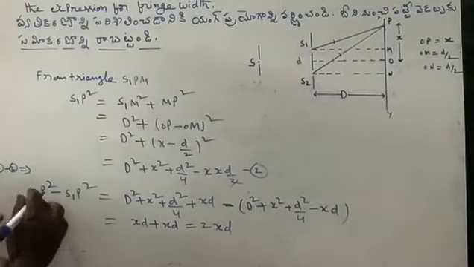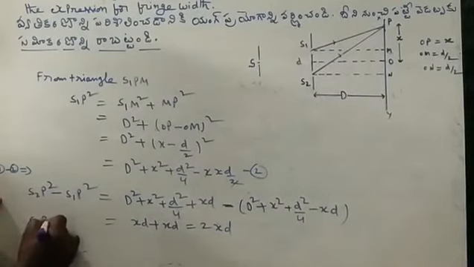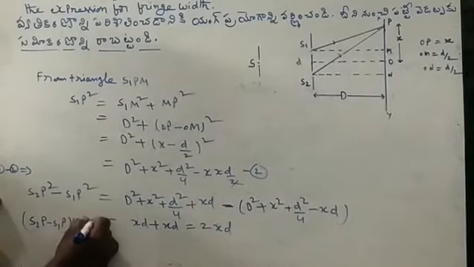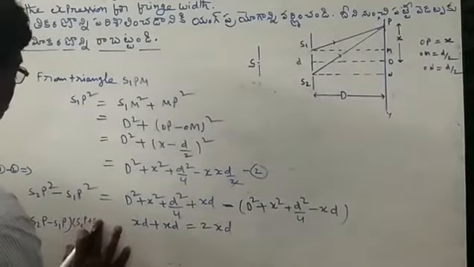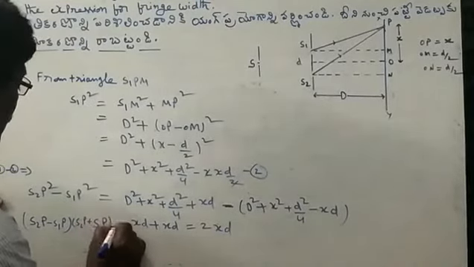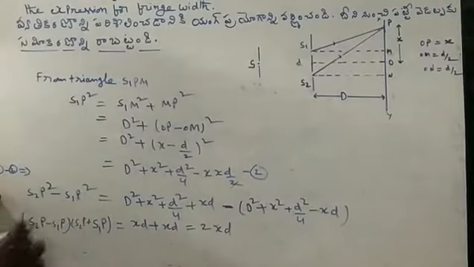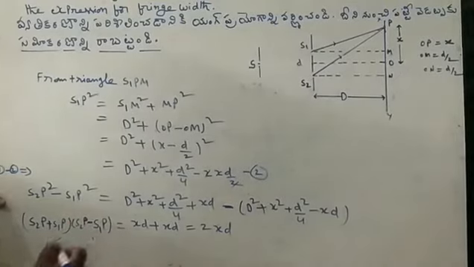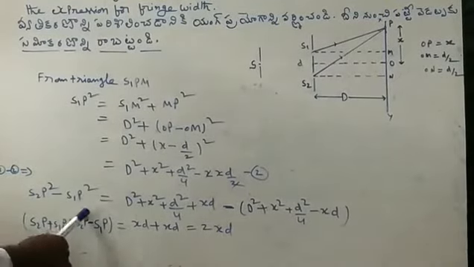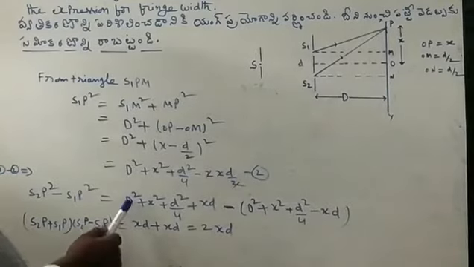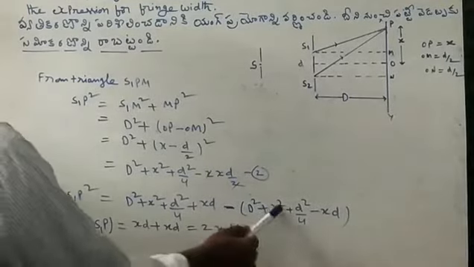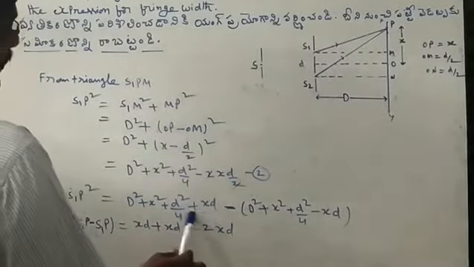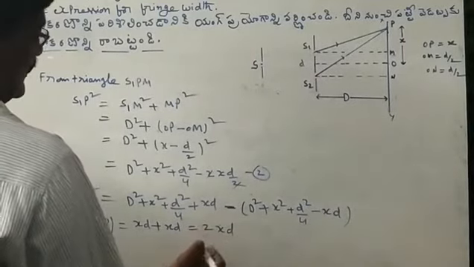S2P square minus S1P square means S2P minus S1P into S2P plus S1P. A square minus B square is equal to A plus B into A minus B. Here D square minus D square cancel, X square minus X square cancel, d square by 4 minus d square by 4 cancel. Here plus Xd minus into minus plus Xd. This means 2Xd.